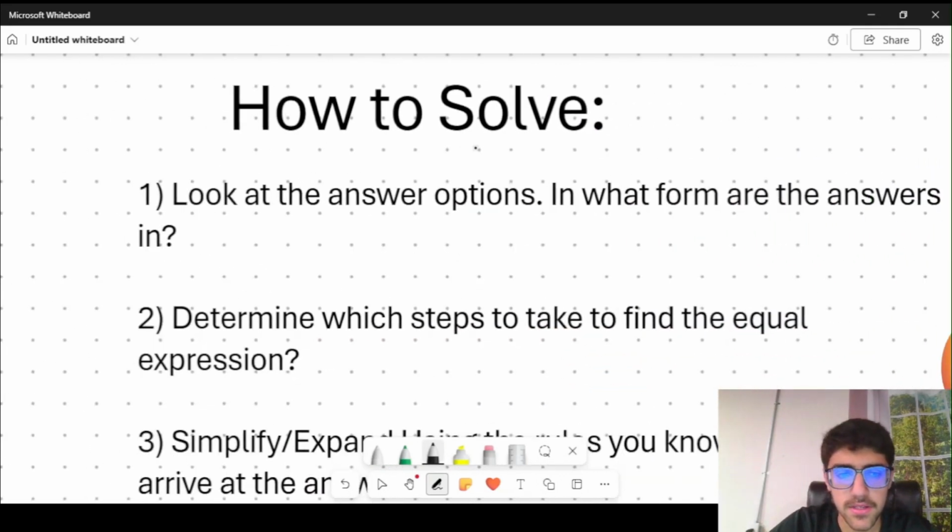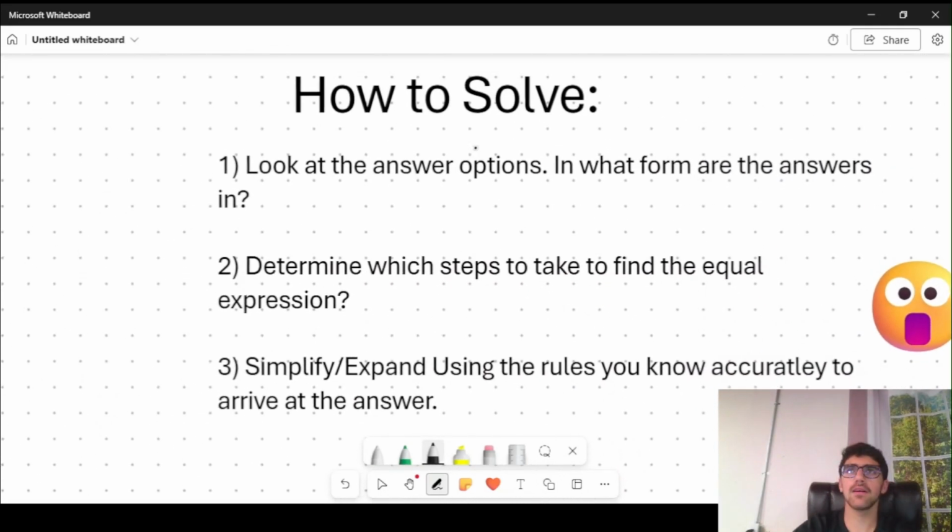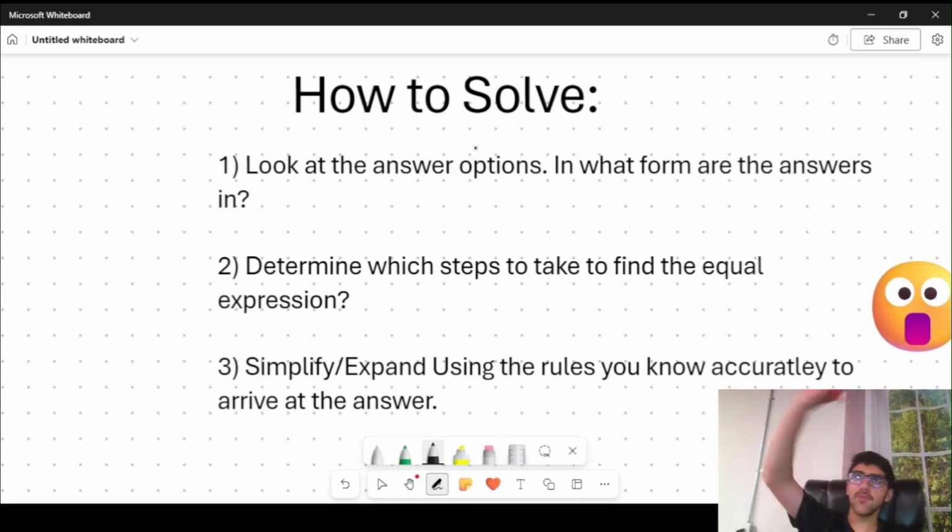So how do you solve these? Most of these questions look exactly the same. Most of them are just going to give you an expression, and then ask which of the following expressions is equal to it. That's why it's called equivalent expressions. The steps to solve this are pretty straightforward. First thing, just look at the answer options. What form are the answers in? Then compare that to the expression in the question. And then you need to determine which steps you need to take to find the equal expression.